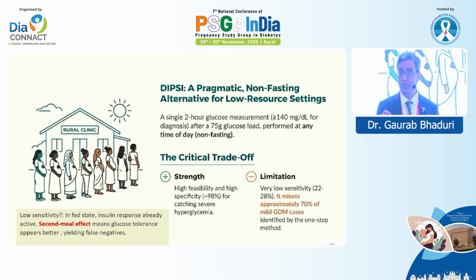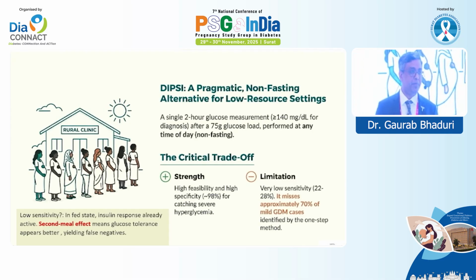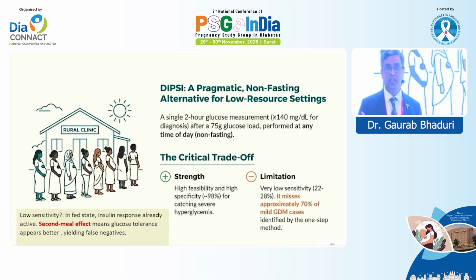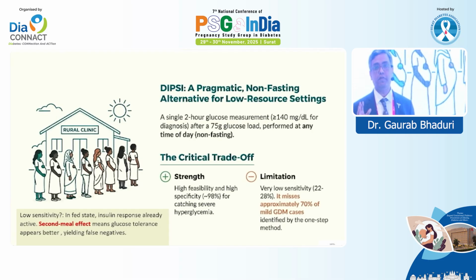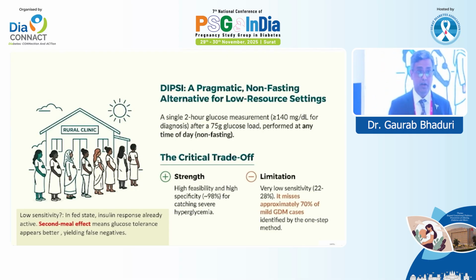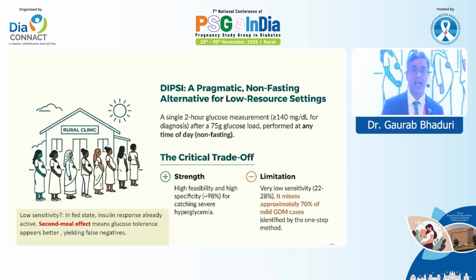But the limitation is that there is very low sensitivity. The WINGS project showed about 22 to 28% sensitivity compared to the IADPSG. Another study in North India and Sri Lanka showed about 40% sensitivity. So it will miss 60 to 70% of all the cases that are identified with the one-step. Now you might ask why this low sensitivity happens.